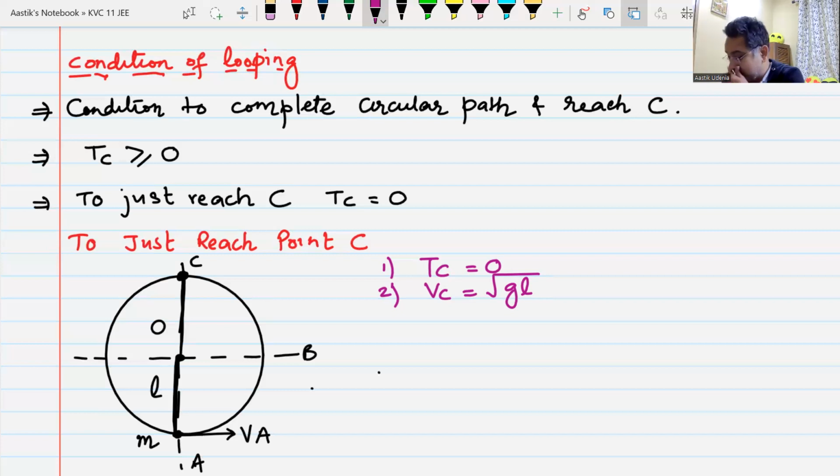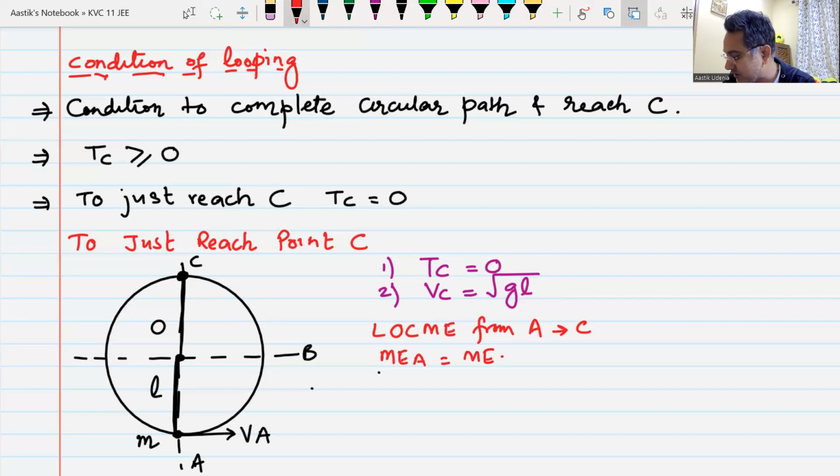Okay, now we know the condition at point C. Now from that, we have to find out the condition at point A. Now, how are you going to find out that condition at point A? I will tell you the process, but then I will simply tell you the result. You will have to apply your law of conservation of mechanical energy from A to C. Total mechanical energy at point A should be equal to total mechanical energy at point C.